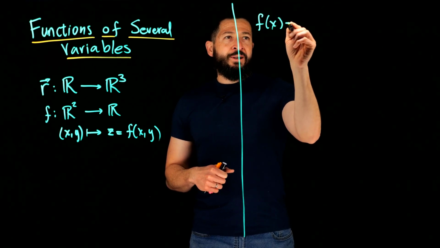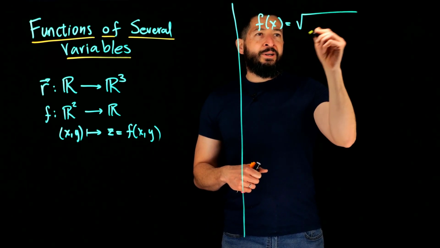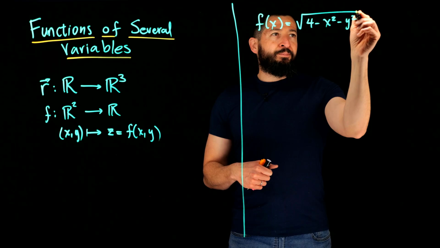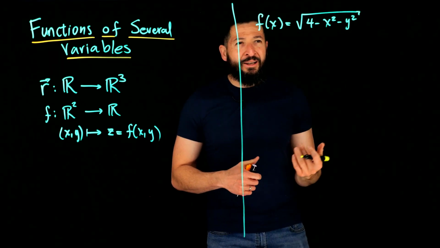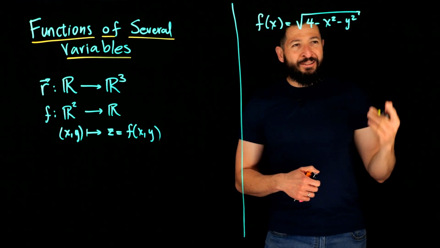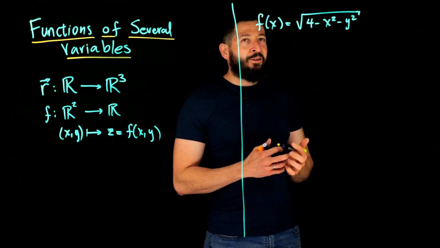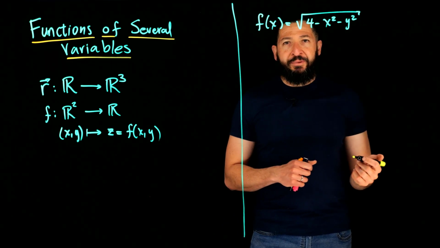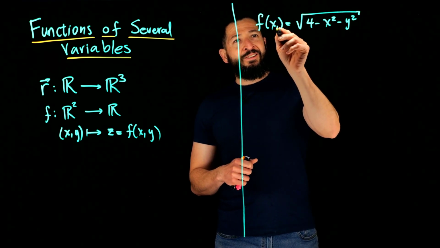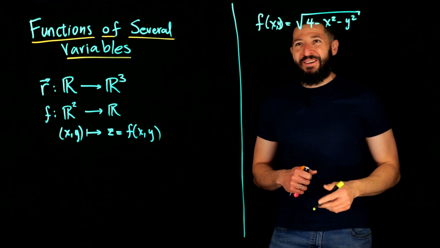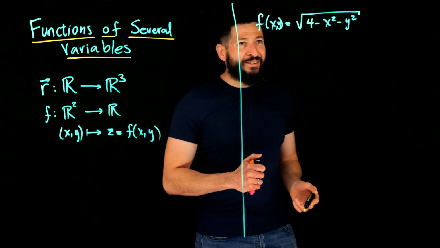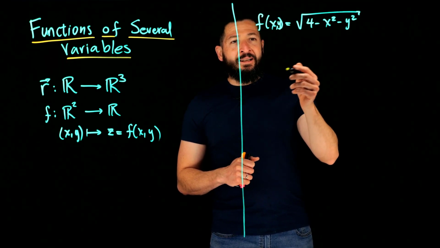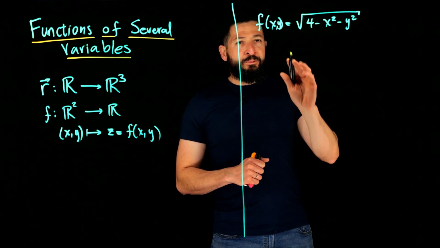Let's say f of x, y is the square root of 4 minus x squared minus y squared. When you have x squared and y squared added together, it's going to have something to do with circles. Firstly, you want to determine the domain of this function. Whoa, it should be f of x, y, otherwise there's no dependence on y implied, and we do want a dependence on y.